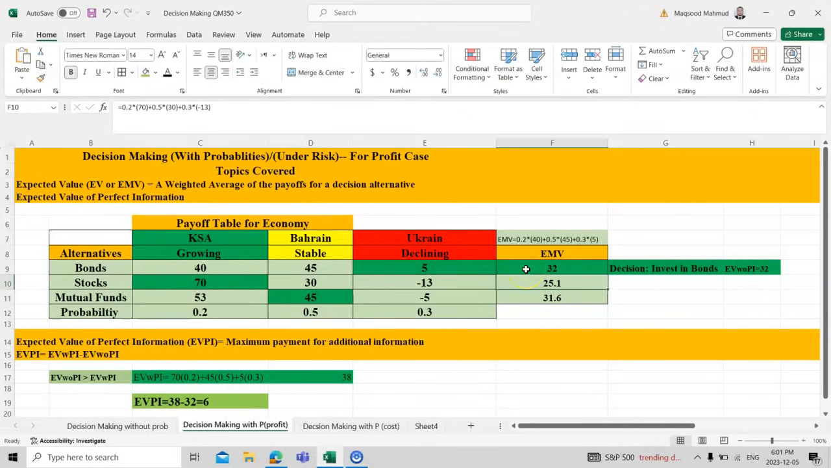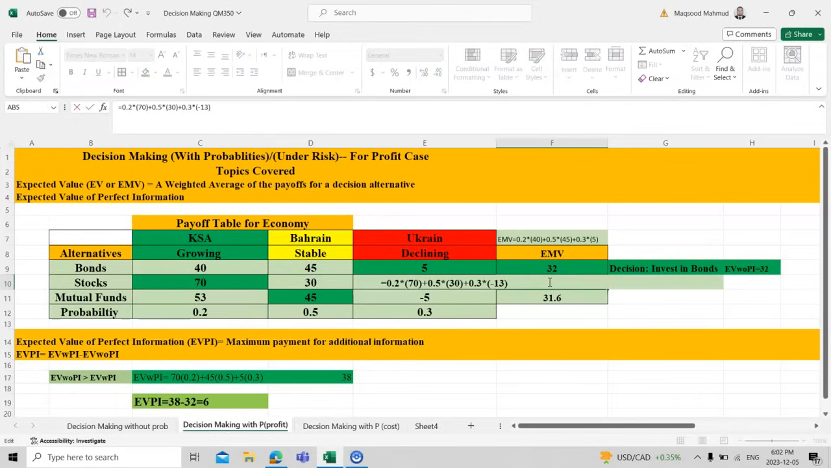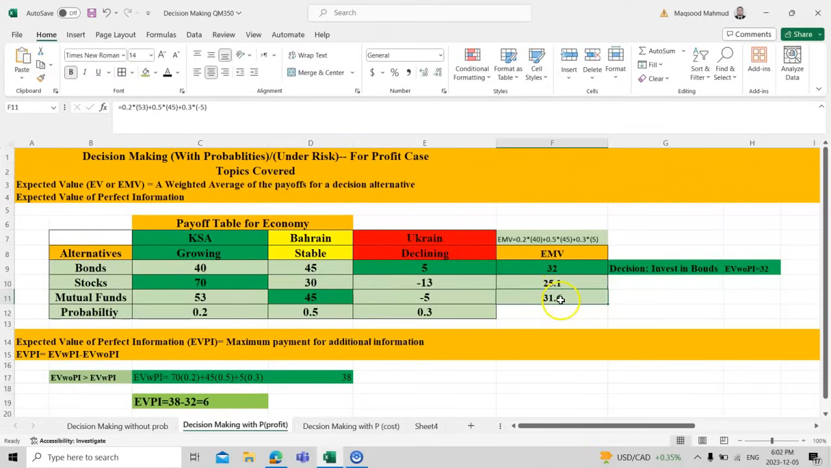In this formula, what we do is very simple. We take this probability and multiply it with the bonds payoff in Saudi Arabia. Then we take the probability and multiply it with the bonds payoff in Bahrain, and then the respective probability with the bonds payoff in Ukraine, right? By this equation we get this value. Similarly, we multiply the probabilities with the respective stock values, and we get the EMV value.